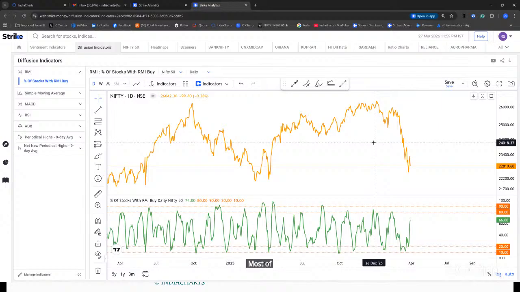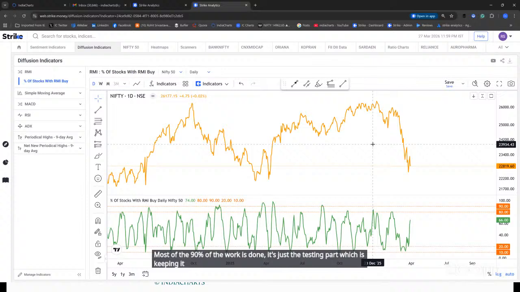Most of the work, 90%, is done. It's just the testing part which is keeping it.